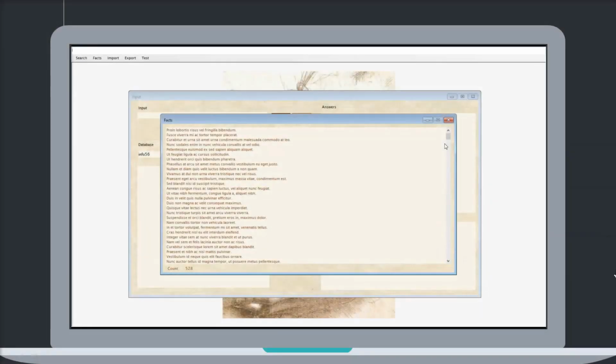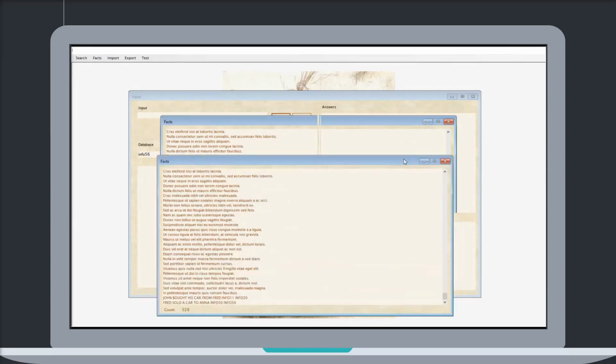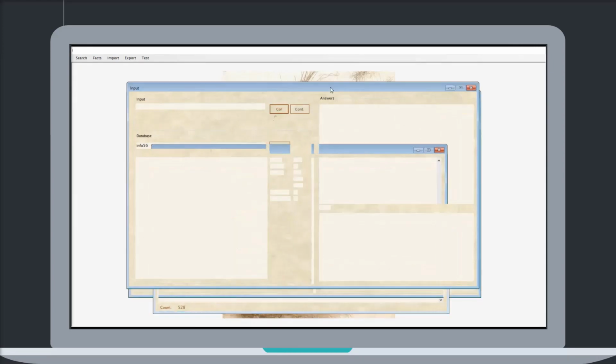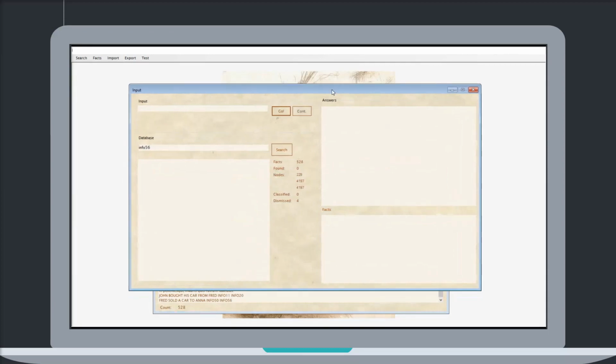So we added the first piece of information. Again, we are going to ask where did John buy his car. As you can see, the new information is there. As before, if I ask it where did John buy his car, there should be no answer because it is still not possible to give that answer.